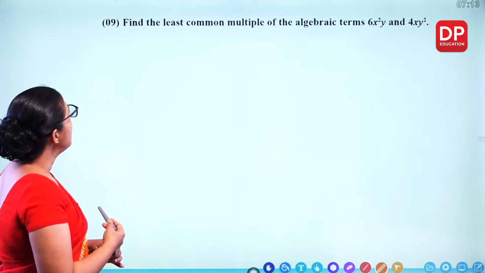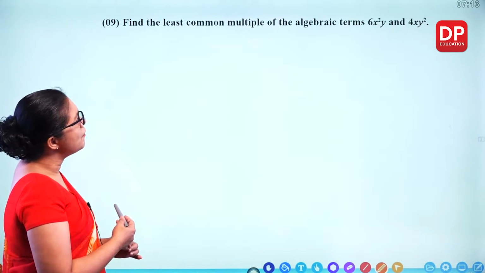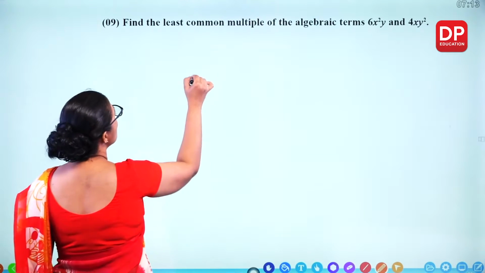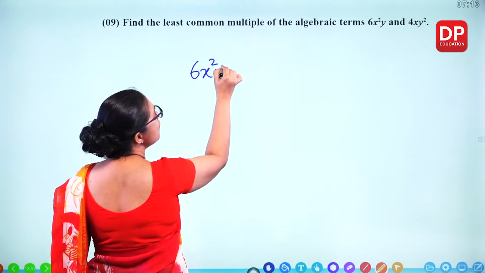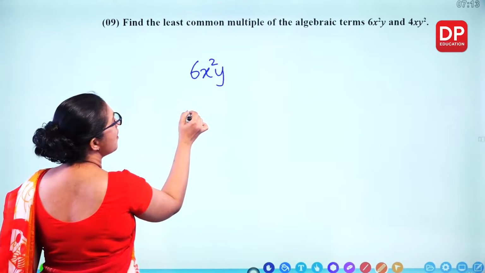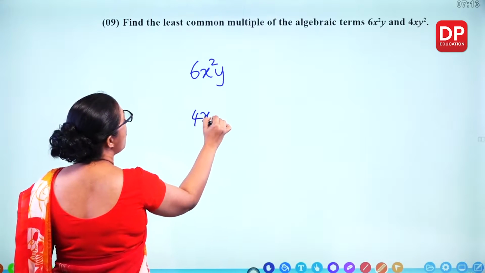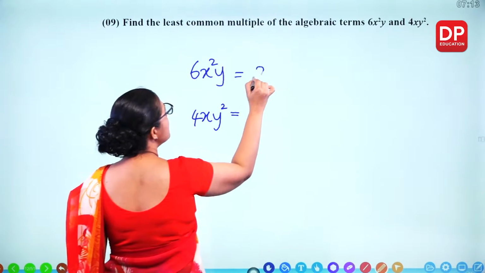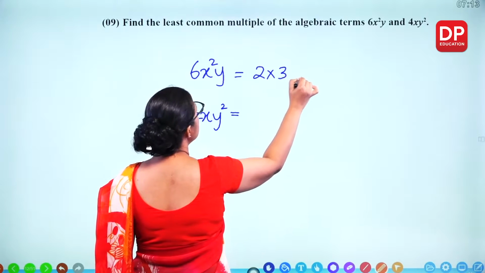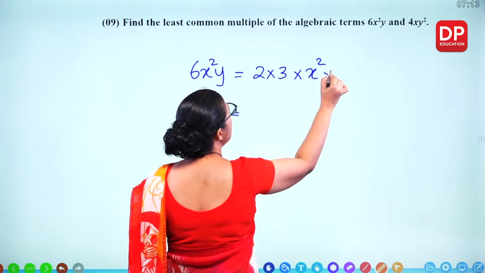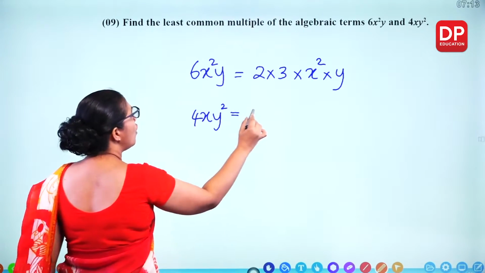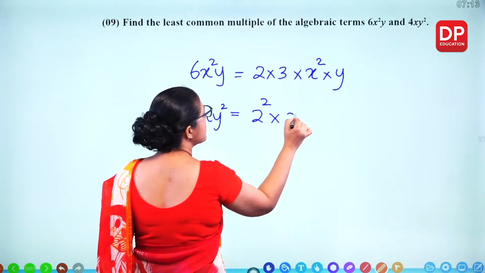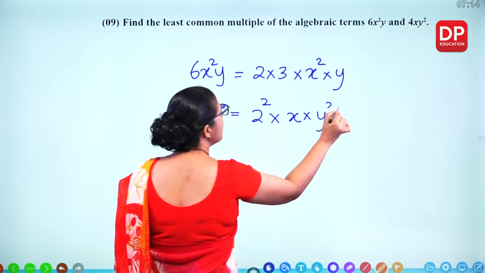Question number 9. Find the least common multiple of the algebraic terms. Lowest common multiple or least common multiple. So, what you do, you can write down the factors. 6x squared y and 4x y squared. 6, you write as 2 times 3 as prime factors, and x squared and y. 4, you can write 2 into 2, 2 squared, x, y squared.